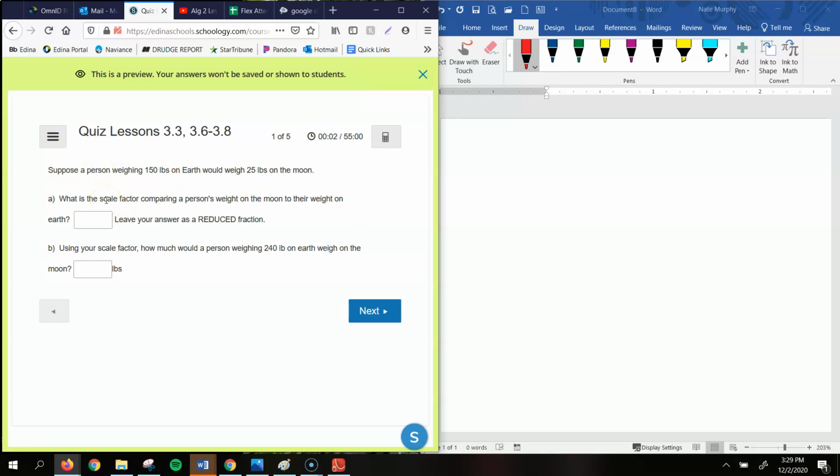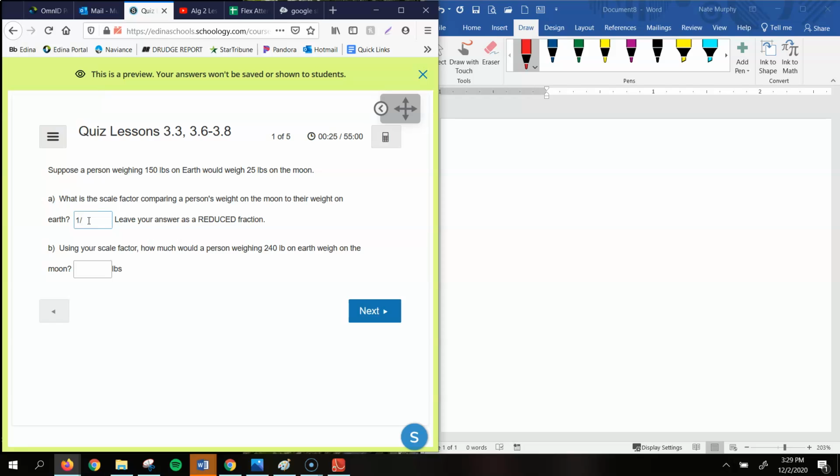So this one here is the one where we first have to find the scale factor for when someone's on Earth, they weigh 150 pounds, and when they go to the moon, they weigh 25 pounds because of less gravity, they weigh less. It says, what is a scale factor comparing a person's weight on the moon to their weight on Earth? We're just going to compare literally 25 divided by 150. We want to leave our answer as a fraction, reduced form, and that fraction reduces to 1/6.